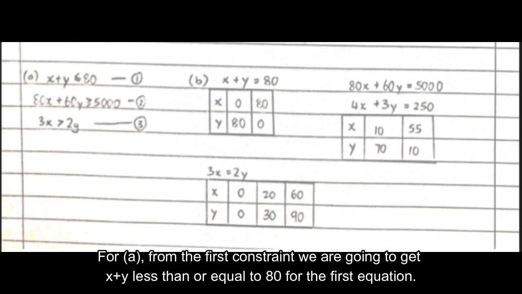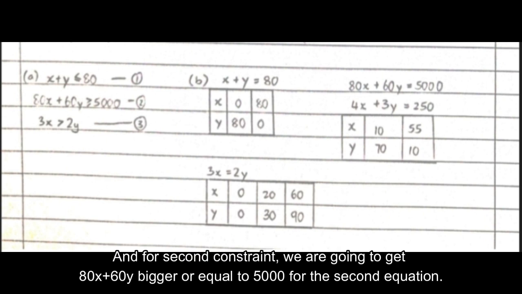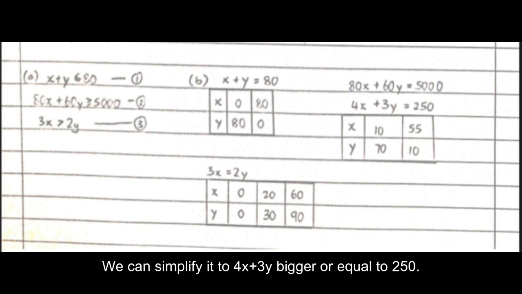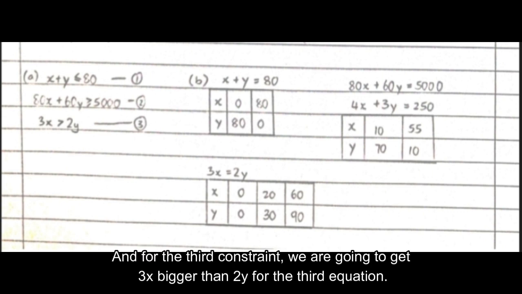For A, from the first constraint, we get x plus y less than or equal to 80 for the first inequality. And for the second constraint, we get 80x plus 60y bigger or equal to 5,000 for the second inequality, or we can simplify it to 4x plus 3y bigger or equal to 250. And for the third constraint, we get 3x bigger than 2y for the third inequality.